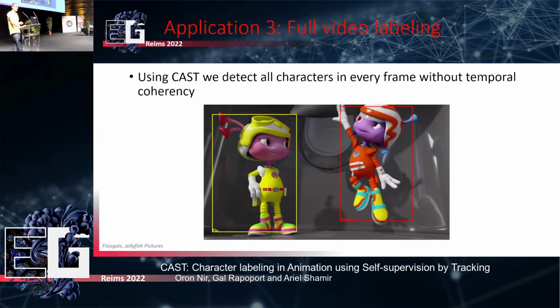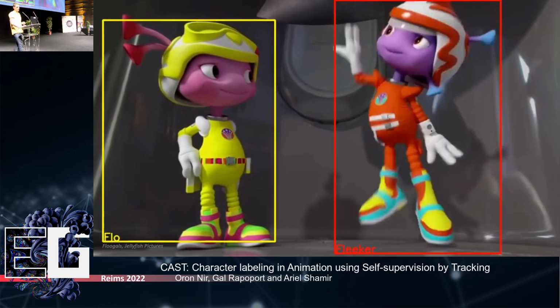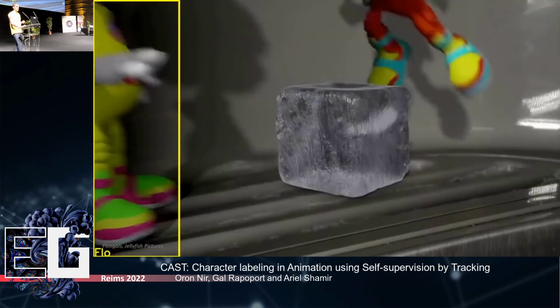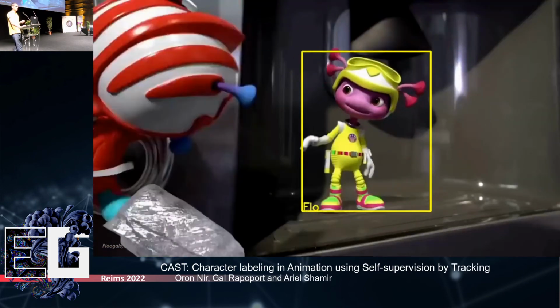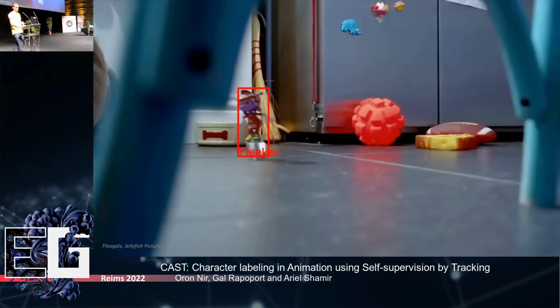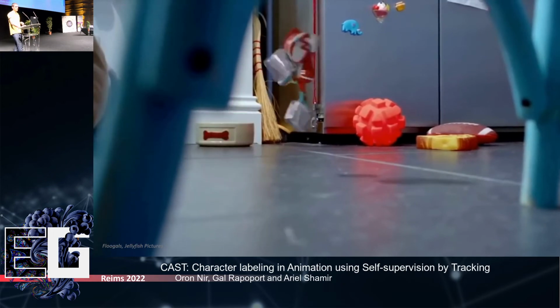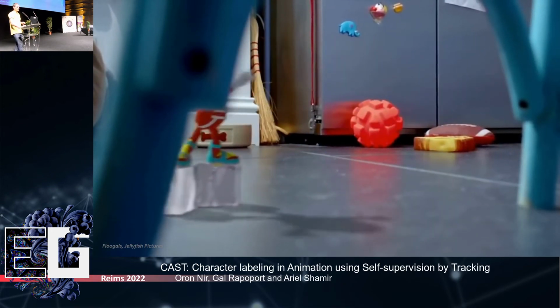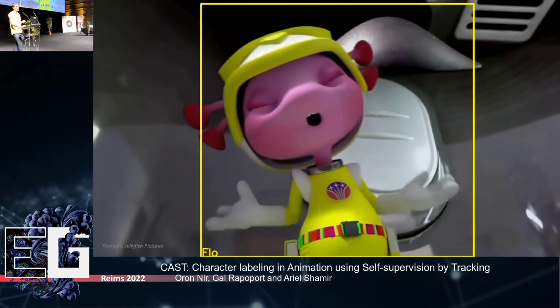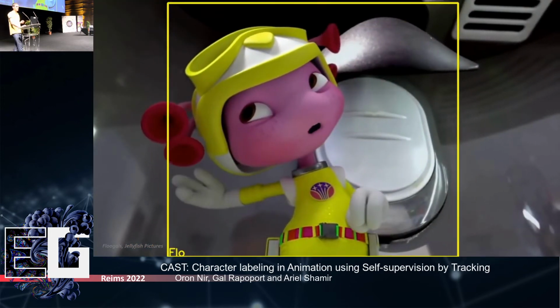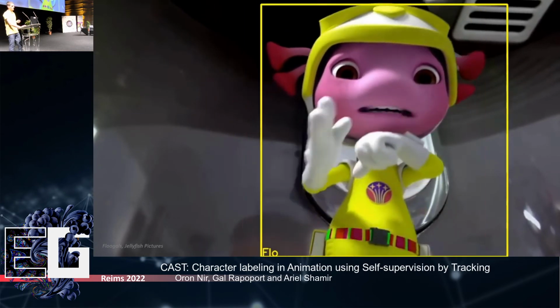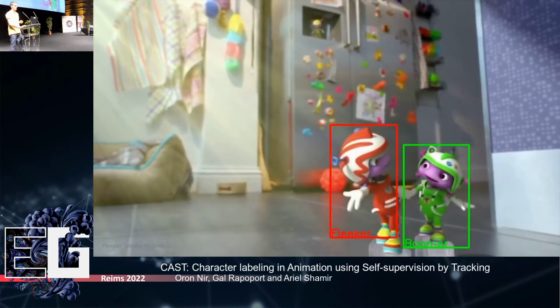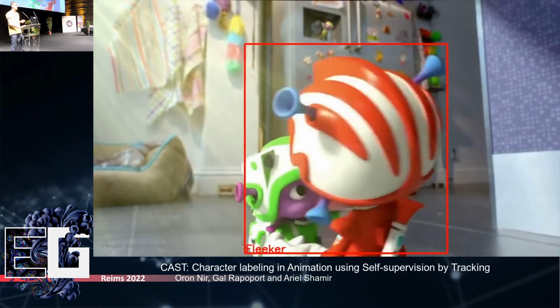The third and last application further applies this method on all frames of the video, yielding a full labeling. Here we apply the image classifier trained based on our method on the training episode over the test episode, frame by frame without temporal coherency, which is left for future work. You can see that although it is a bit jittery since it is applied frame by frame, it still has some robustness and captures these aliens, which were not part of the initial training set.